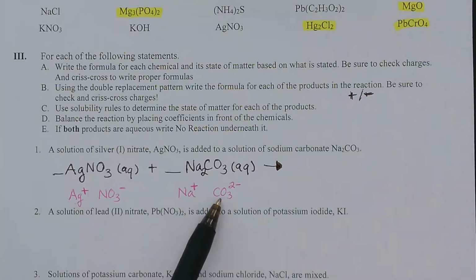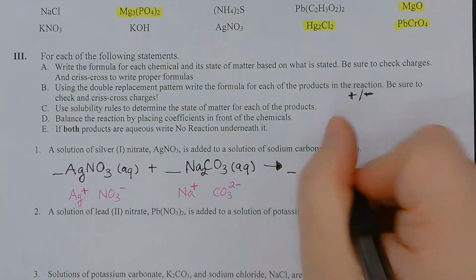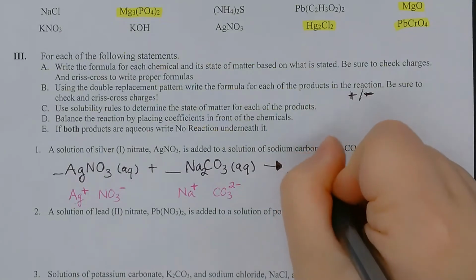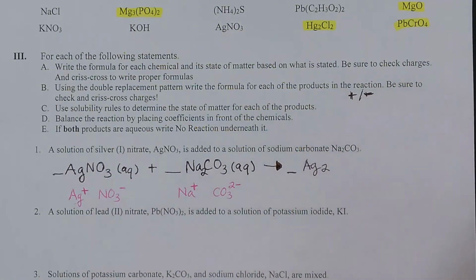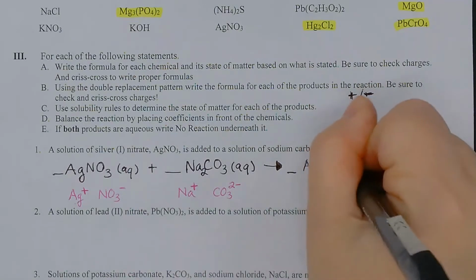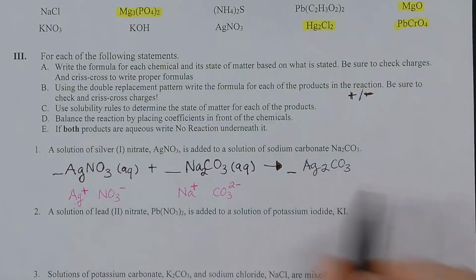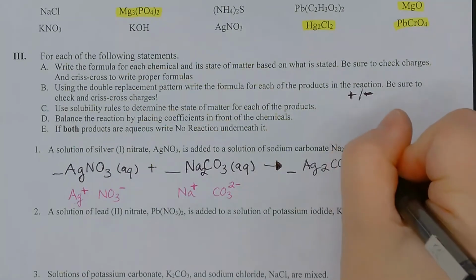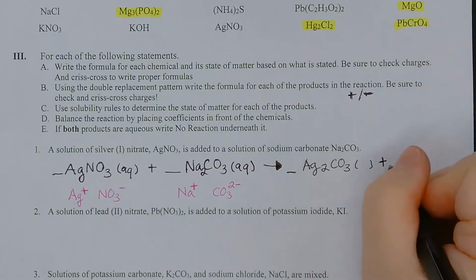So silver and carbonate. I want to put those together, and I want to crisscross their charges to write the proper ionic compound. So Ag, we'd bring down the 2 from the carbonate, so Ag2. We'd have CO3, and there's only a +1, so that would be 1 carbonate. So we need 2 silver for our 1 carbonate. And I put parentheses so I can predict what the state of matter is. Okay, we'll do that in a minute.